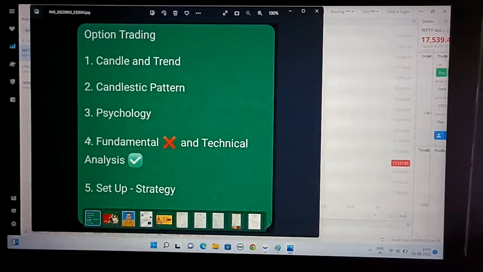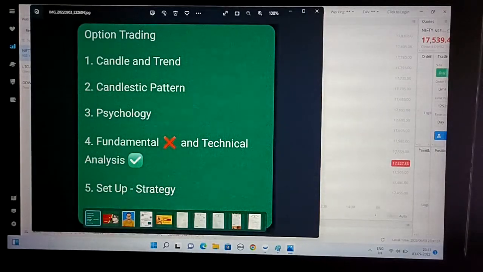That means whatever has happened in the fundamentals of a stock will be shown in the technical, in the chart. So we are going to learn how to read a chart and when to take an entry and when to take an exit.